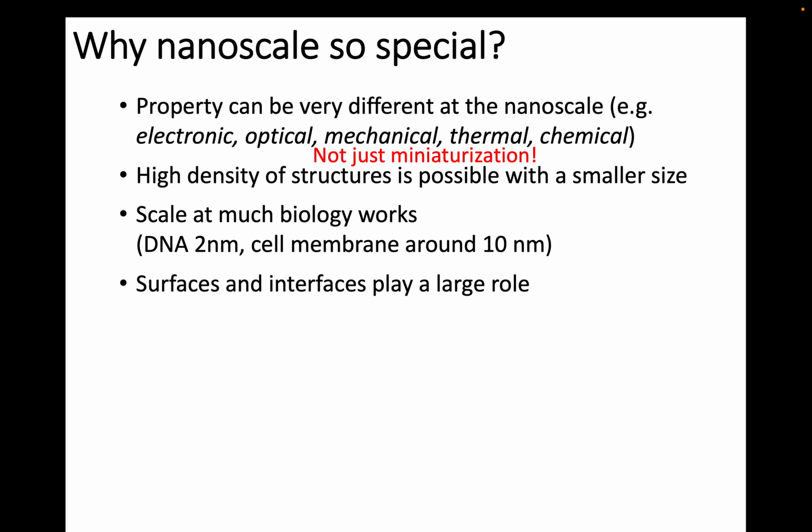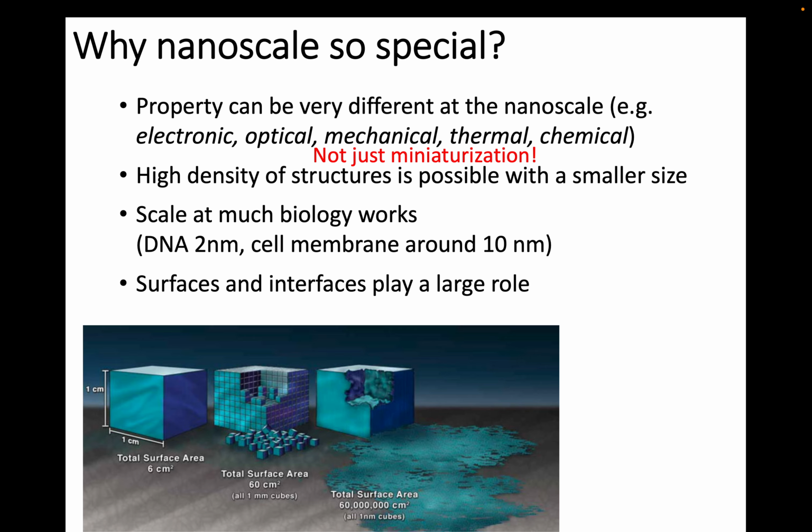Also, surfaces and interfaces play a large role at the nanoscale. For example, imagine a cube of 1 centimeter by 1 centimeter by 1 centimeter. This is about half an inch in height, width, and depth. For this cube, the total surface area is 6 centimeters squared. But let us now cut it into 10 pieces on each side, 10 pieces, 10 pieces, and 10 pieces. Then when we sum up all the surface area, it is now 60 centimeters squared.